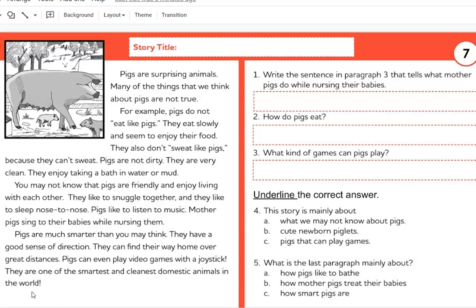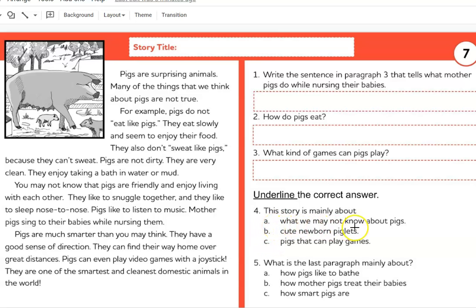All right, now that we've read our passage, now it's time to answer our questions. So you're going to go ahead and answer 1, 2, and 3, okay, on your own. And we're going to do numbers 4 and 5 together because today I just want to focus on the main idea. So this story is mainly about. So I need to underline. So what I'm going to do is I'm going to go up here to my line tool. And then I'm going to try and think, okay, what is this whole story mainly about? Let's look at our choices.